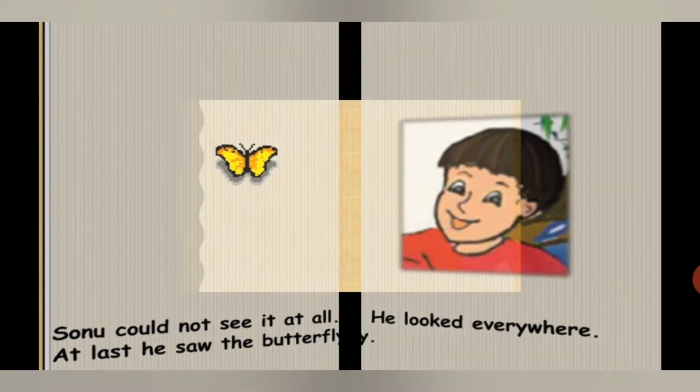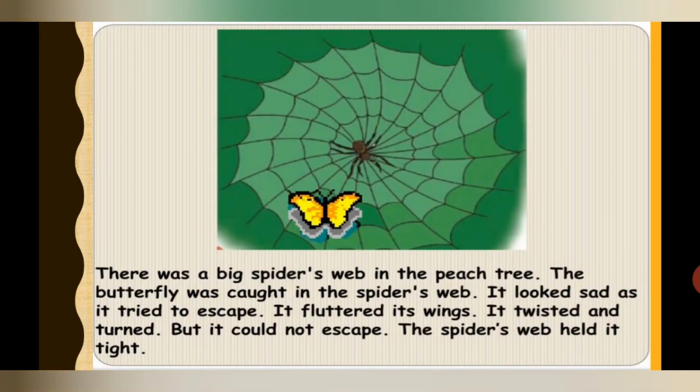Okay, Sonu could not see where the butterfly had gone, but finally, when he looked here and there, he saw it. There was a big spider's web in the peach tree. The butterfly was caught in the spider's web. It looked sad as it tried to escape. It fluttered its wings. It twisted and turned, but it could not escape. The spider's web held it tight.